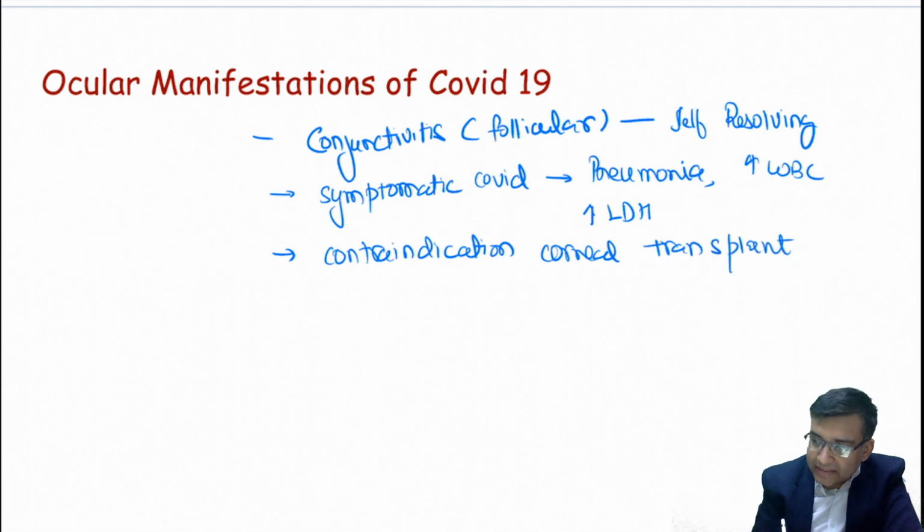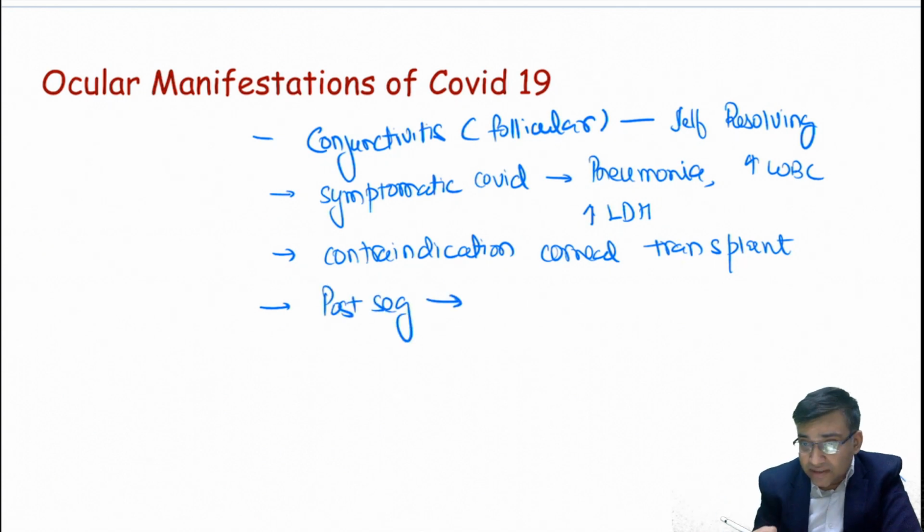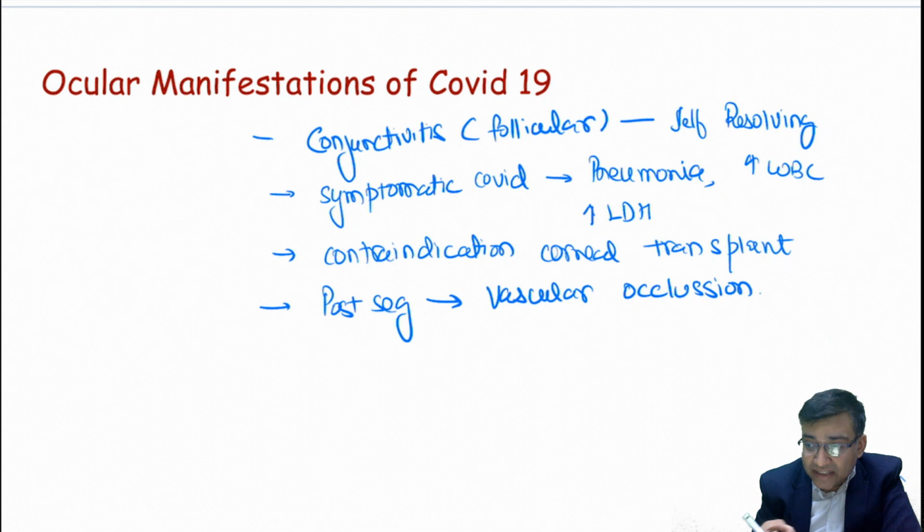Okay, so the next thing that you have to remember is the posterior segment manifestations. In posterior segment manifestations, because there is a hypercoagulability syndrome, you can have vascular occlusion as the most common posterior segment manifestation. Sometimes there can be a macular neuroretinopathy as well. There is another term called paracentral acute middle maculopathy as well. But I do not want you to remember that. For your exam purpose, please remember that vascular occlusion is the most common.